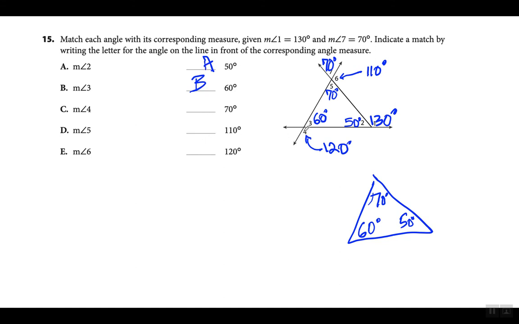Alright, the measure of angle 4 is 120. So the C goes here. The measure of angle 5 is 70. So that goes here. And the measure of angle 6 is 110. So that goes here. There are my answers.